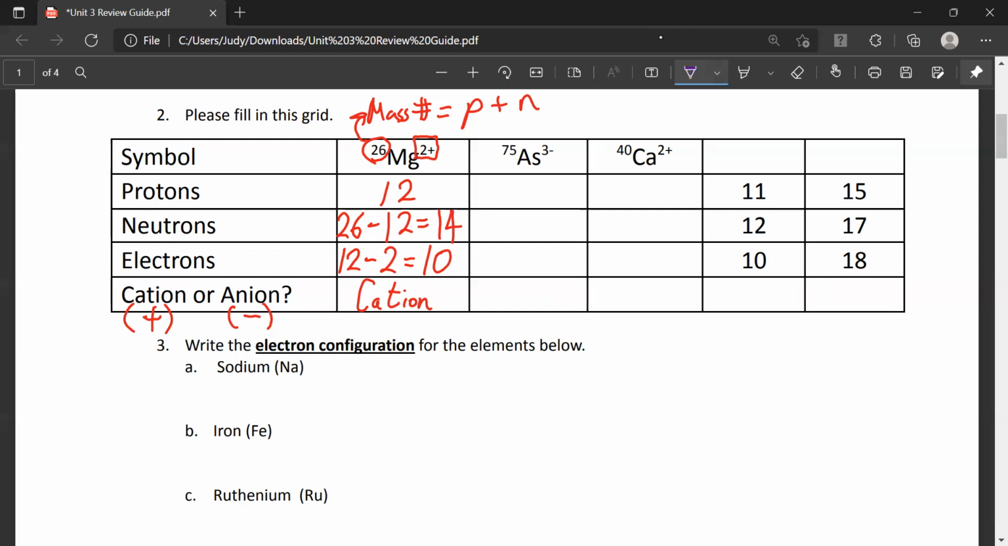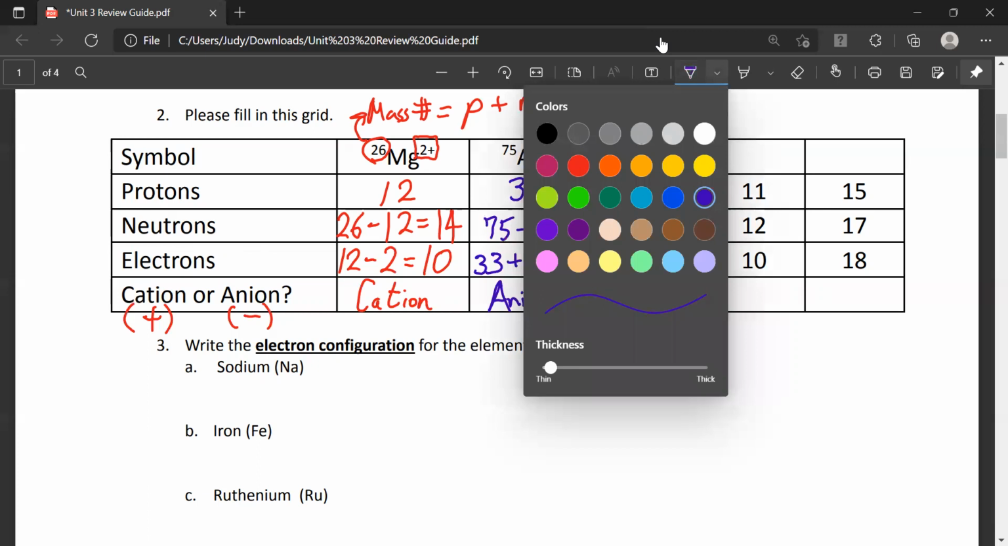All right, so moving along to the next one, we have 33 protons for As. We know 75 minus 33 will give you 42. The number of electrons is found by doing 33 plus 3 this time because it's a negative charge, so 36. And this is an anion since it's a negative charge.